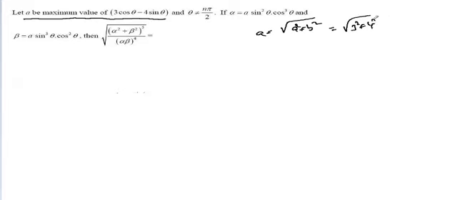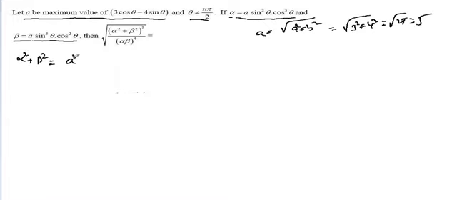Small a is the maximum value of 3 cos theta plus 4 sin theta. That means the maximum value is under root of a square plus b square. This is the small a value, that is equal to under root of 3 square plus 4 square, that is equal to root 25 is equal to 5. And theta is not equal to pi by 8. If alpha is equal to a sin square theta cos cube theta and beta is equal to a sin cube theta cos square theta, then find the value of the under root of (alpha square plus beta square) whole power 5 by (alpha beta) whole power 4. First we find the value of alpha square plus beta square.